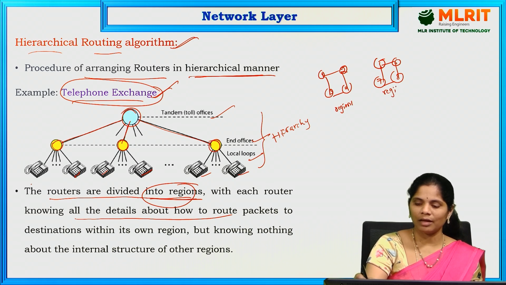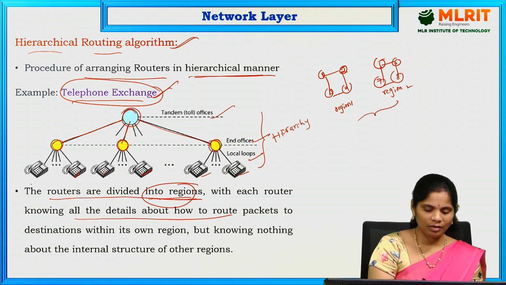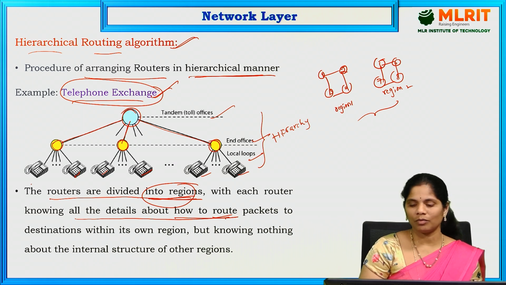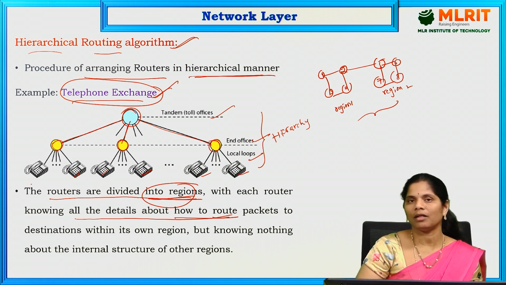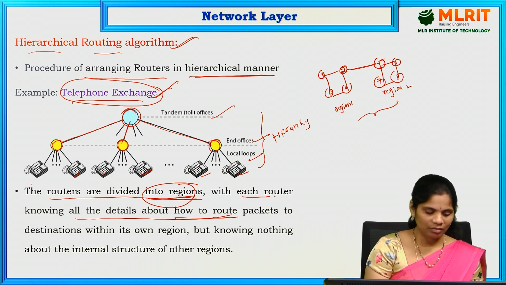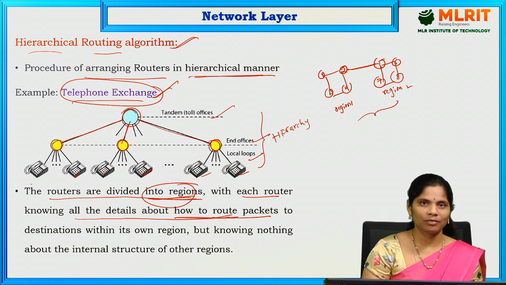This is considered region 2. These are the two regions; you can assume it is divided into two regions. Here we give connections to all other routers. Suppose there is a connection between 2 and 5. Then from 1 we can travel to 8 also. That is, each router knows the details of how to route packets to all other routers with destinations within its own region.